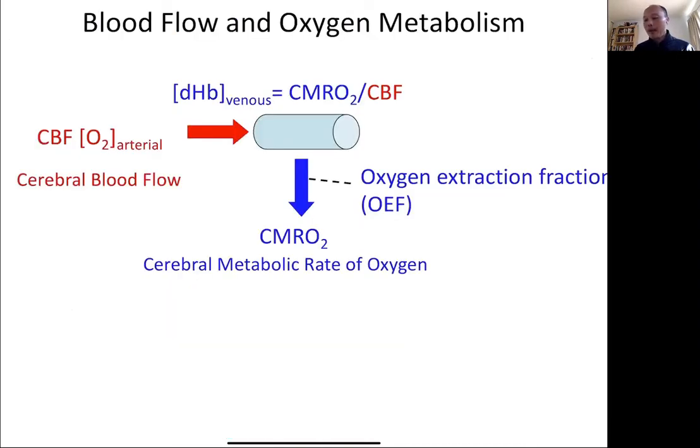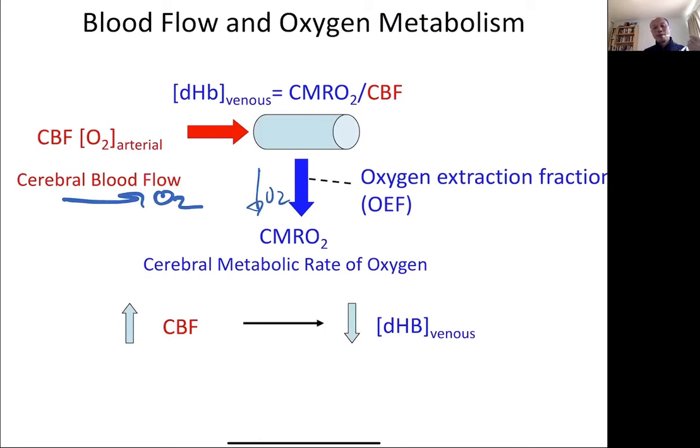And so the amount of deoxyhemoglobin that's there turns out to be a trade-off between blood flow and oxygen metabolism. Blood flow is coming in and delivering oxygen, and metabolism is using up the oxygen. So there's this competing factor. Blood flow coming in gives you more oxygen, so if there's more blood flow, there's going to be less deoxyhemoglobin.